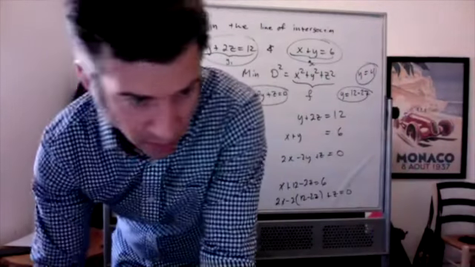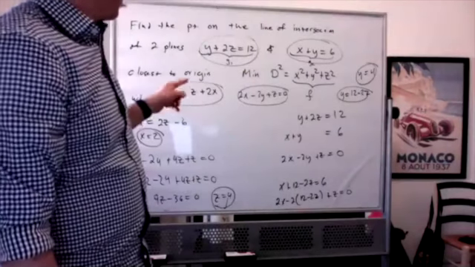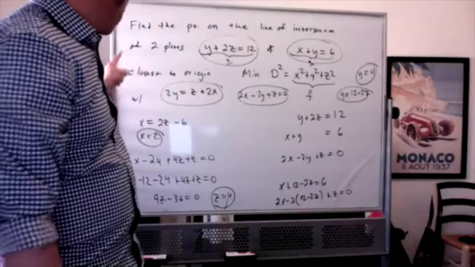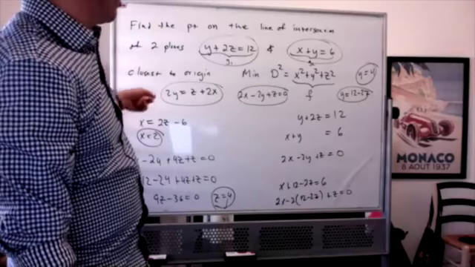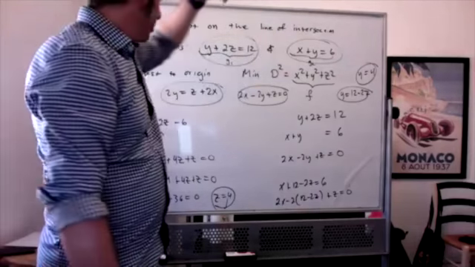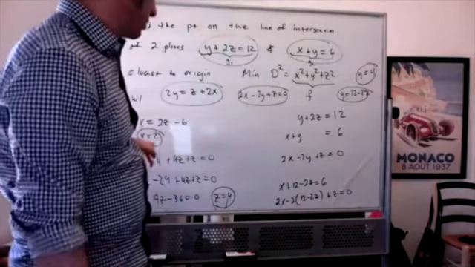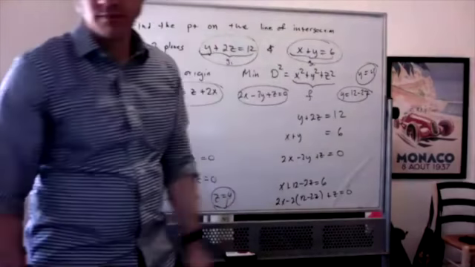So the closest point on the intersection of these two planes to the origin is the point (2, 4, 4). All right.